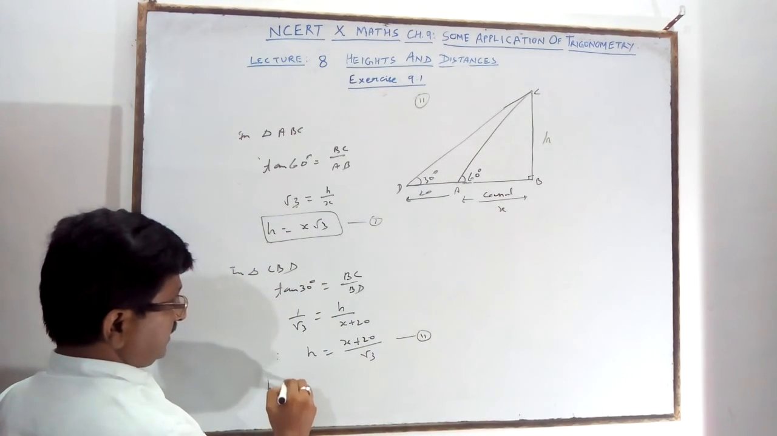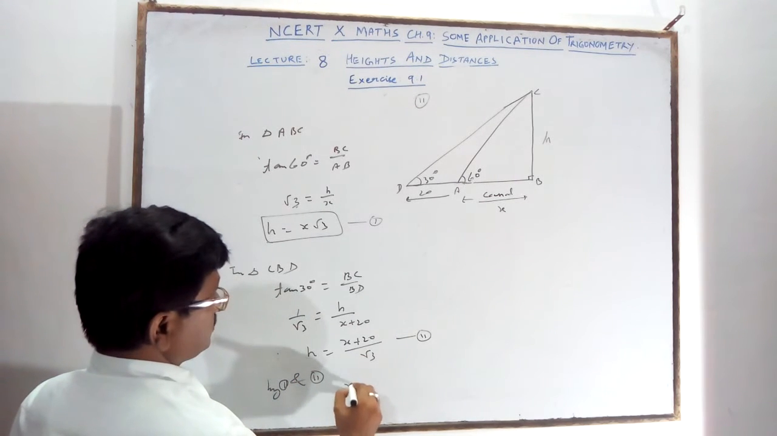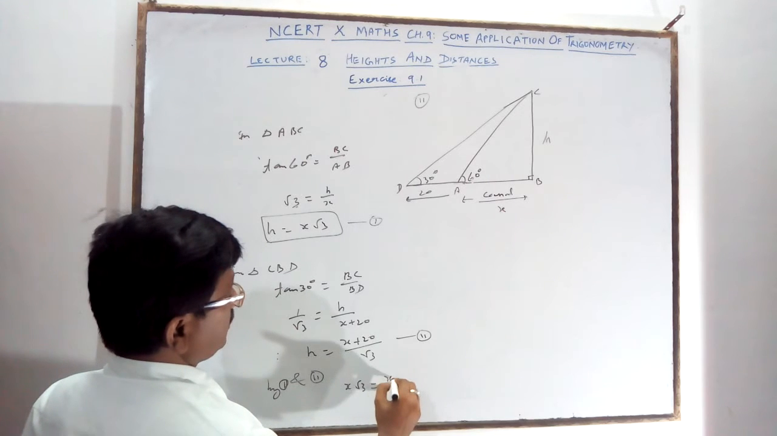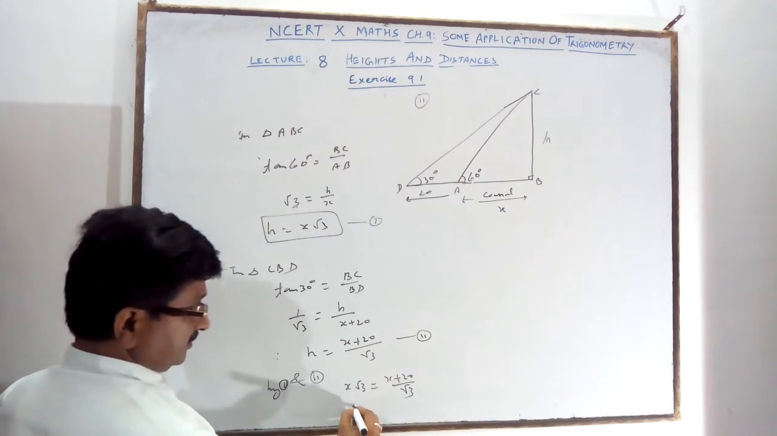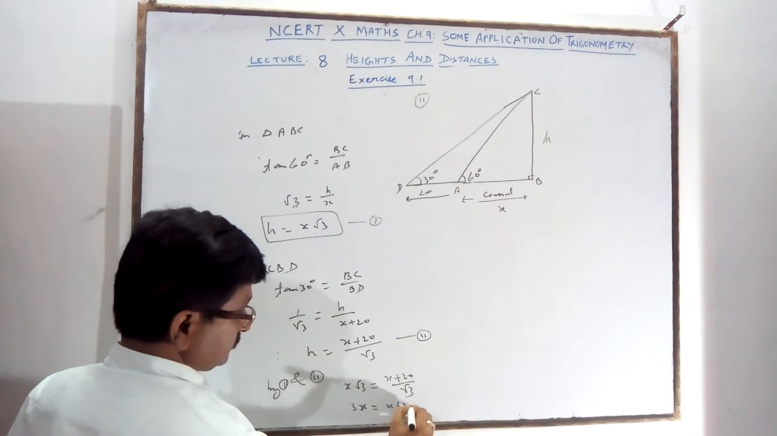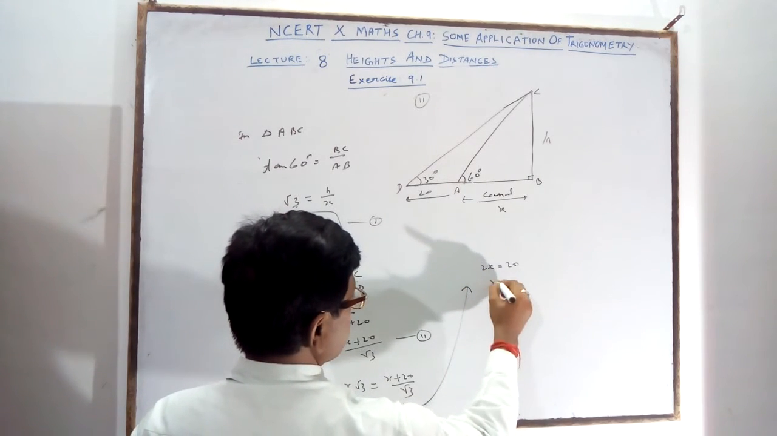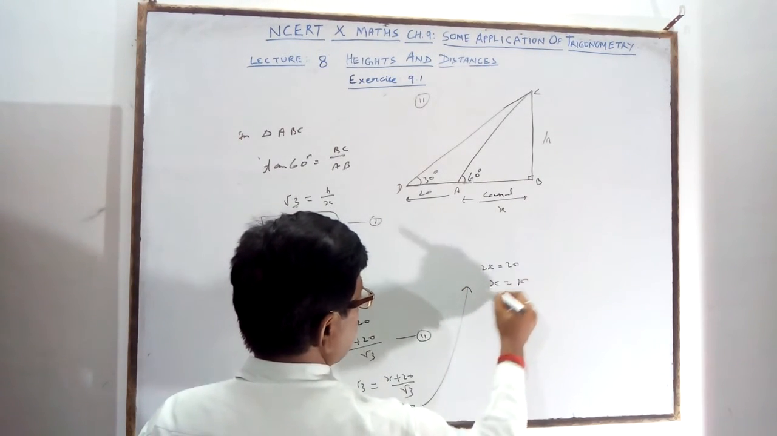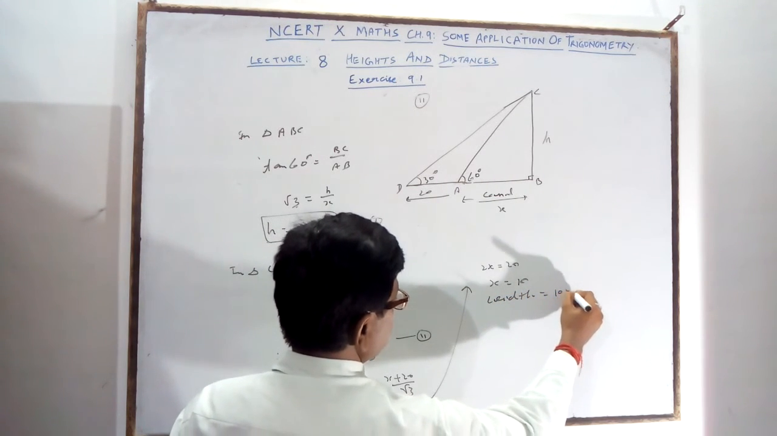By first and second, X root 3 is equal to X plus 20 upon root 3. You are getting 3x is equal to X plus 20. Then you solve, 2x is equal to 20. Then what is the x? 10. It is the width of the canal. Width of the canal is 10 meter.